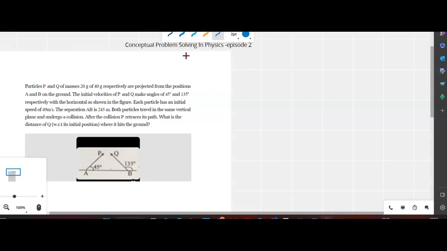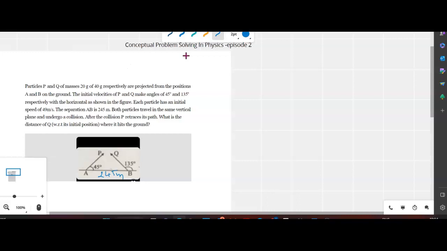The problem is: particles P and Q of masses 20 grams and 40 grams respectively are projected from the positions A and B on the ground. The initial velocities of P and Q make angles of 45 and 135 degrees with the horizontal, as shown in the figure. Each particle has an initial speed of 49 meters per second. The separation is 245 meters. Both particles travel in the same vertical plane and undergo a collision. After the collision, P retraces its path. What is the distance of Q where it hits the ground?